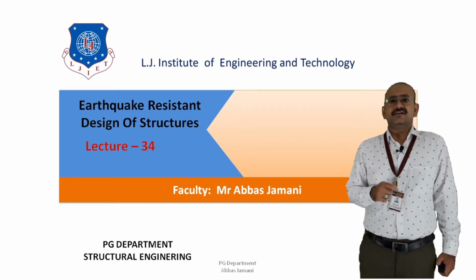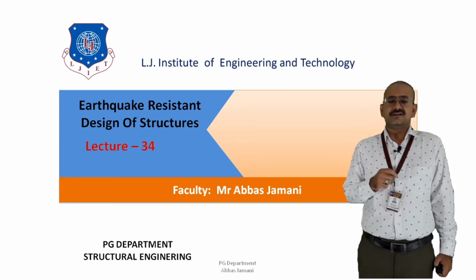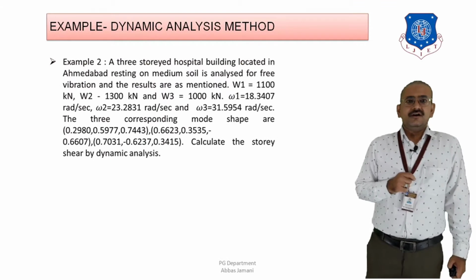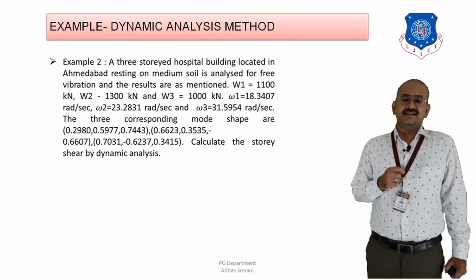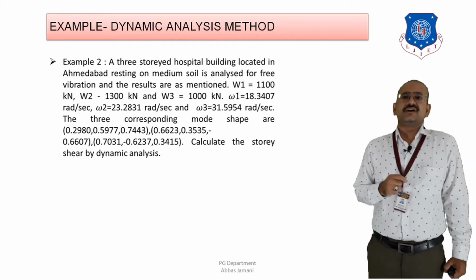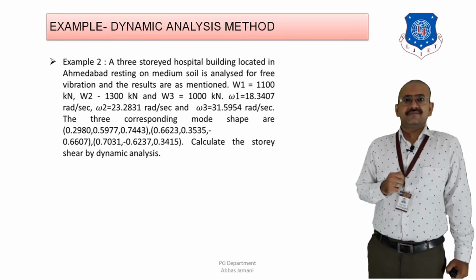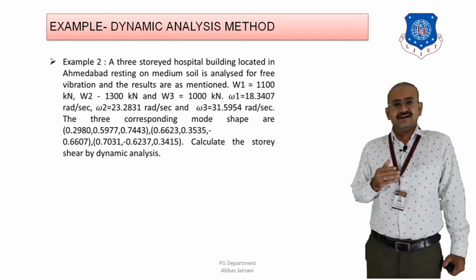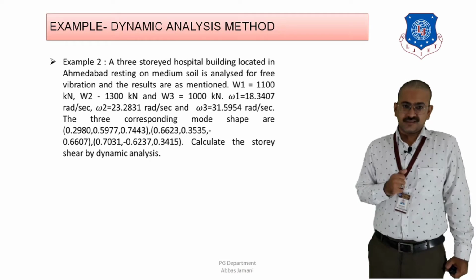So in today's example we are going to take up the calculation of lateral force distribution along the height of the building, that is, in the vertical direction, based on the response spectrum method, right? If we look at the data that is given to us, it is a 3-story building, that is, a G+2 hospital building located in Ahmedabad and resting on medium soil, right? It is analyzed for vibration, and the analysis results are such that the weight on the first floor is 1100 kilonewton, the second floor is 1300 kilonewton, and the third floor is 1000 kilonewton, right?